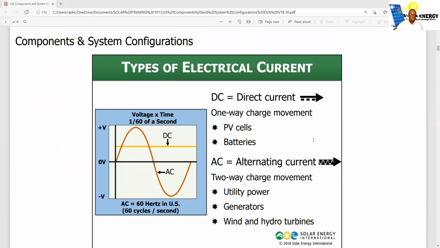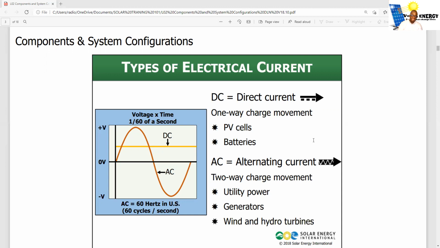All right. So we have the components and system configurations, and types of electrical current. There are two types of electrical current known in our day-to-day: either you have a DC current or you have an AC current. DC is direct current. The solar panel, or PV array, PV cells, receive the rays from the sun and transform them into a DC current, which is a direct current. So that's what a PV system or solar panel provides: DC current.